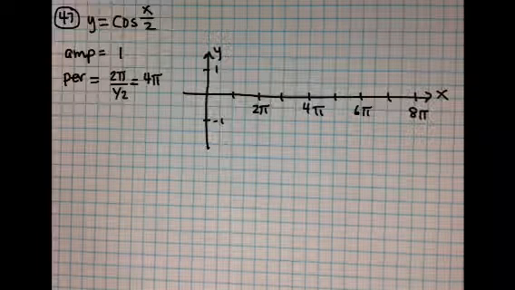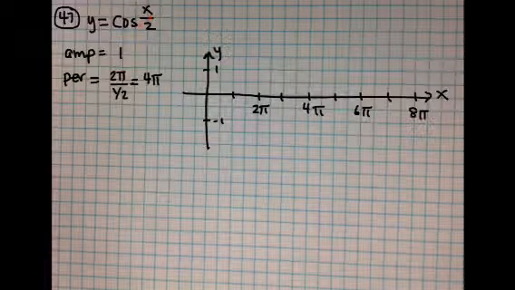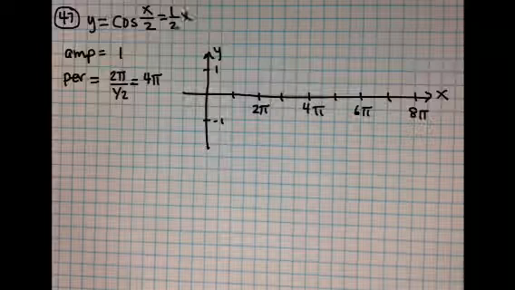So I started number 47 by identifying the amplitude and the period. So amplitude is 1 because the coefficient here is 1, and then the period is 2 pi over b. b is 1/2. This is saying that it's 1/2 times x. Okay, so this could be written like this too. That's the same thing. So you end up with a period of 4 pi.